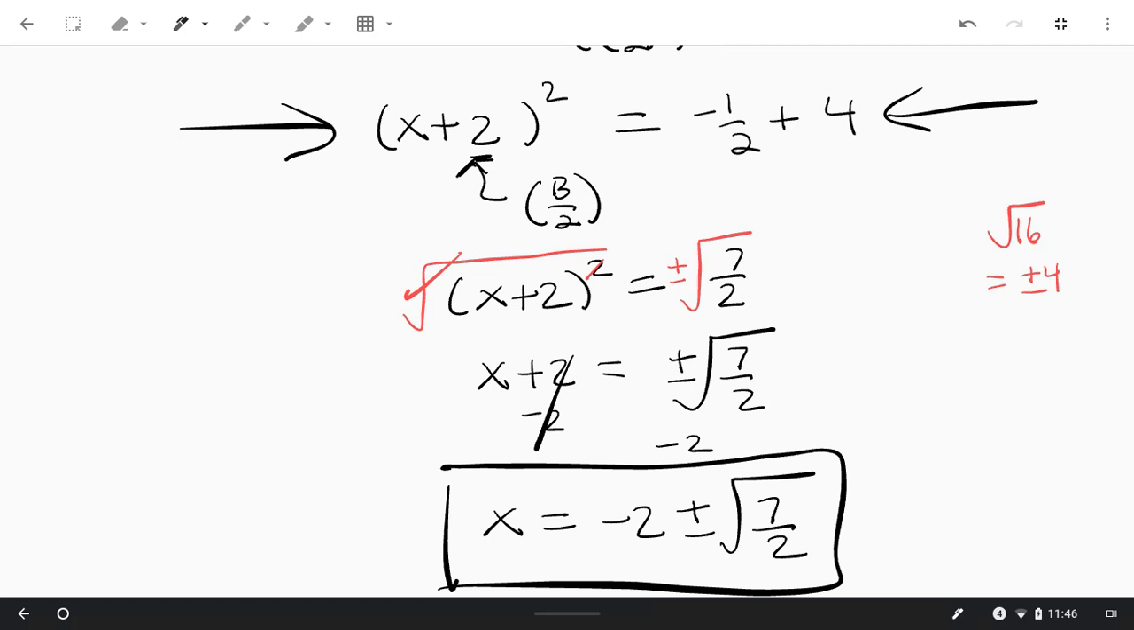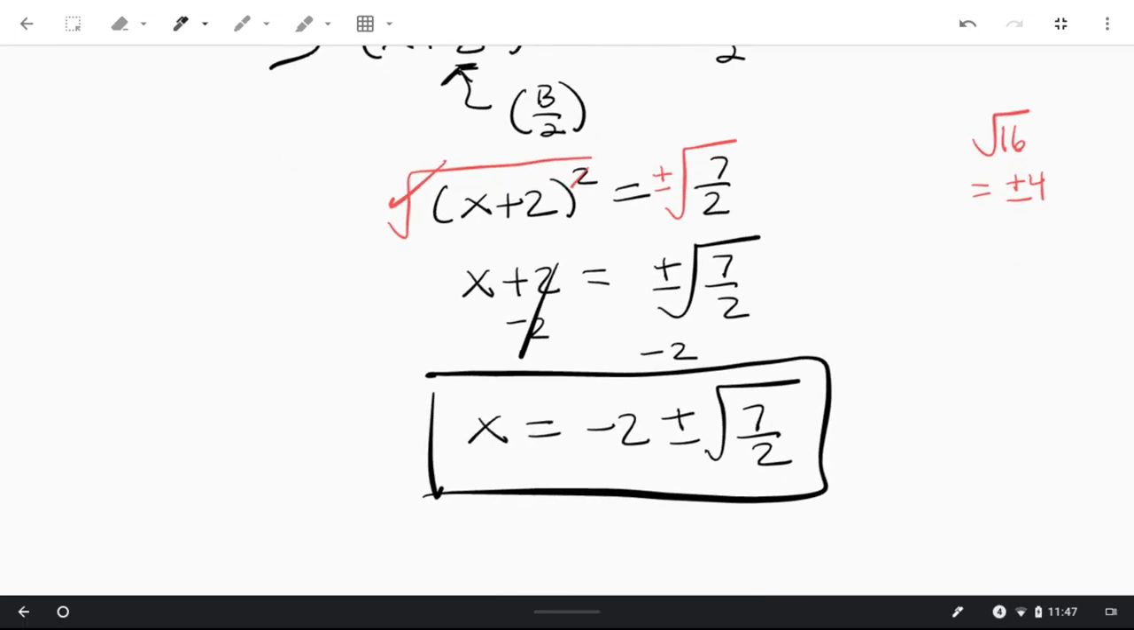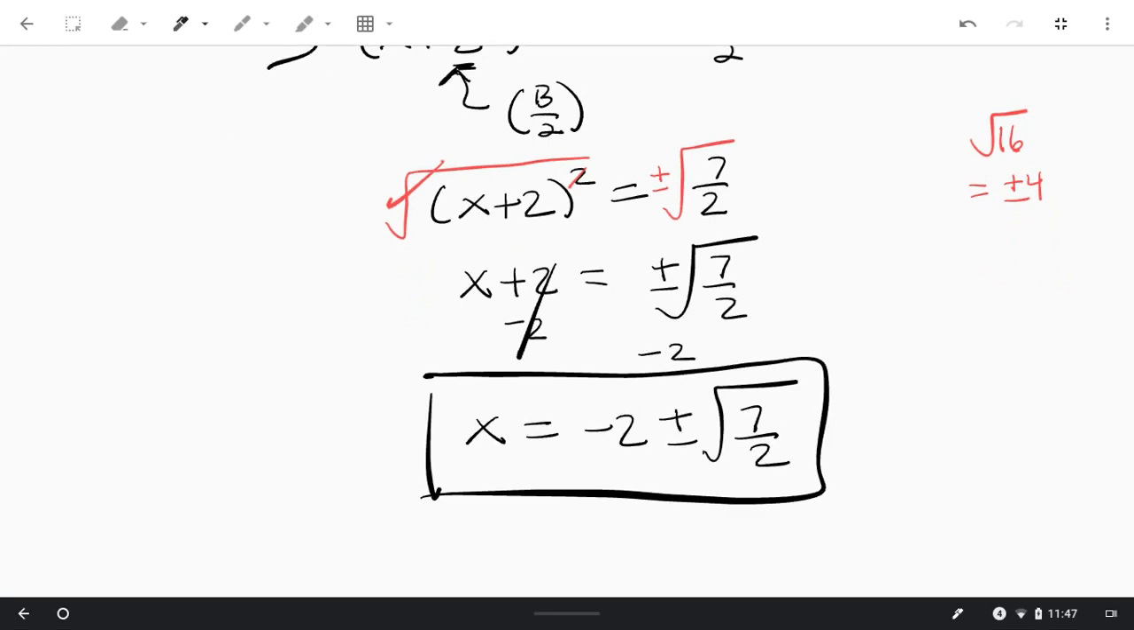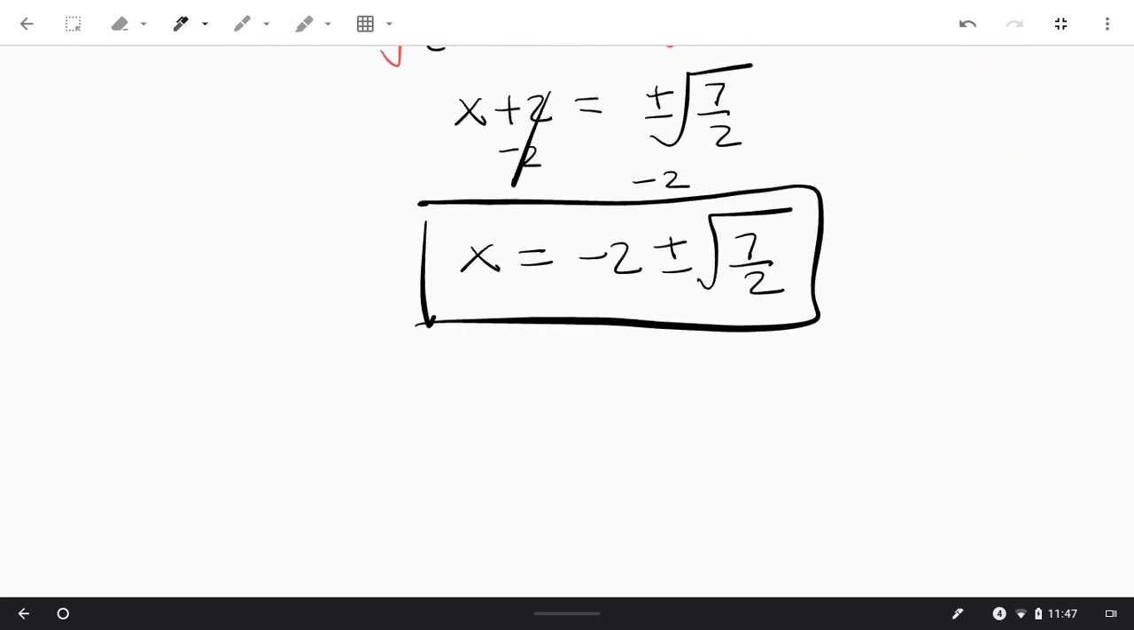And then you cancel out your square by doing the square root. And finish solving for x. All right. Again, if you have any questions, just message me or email me.